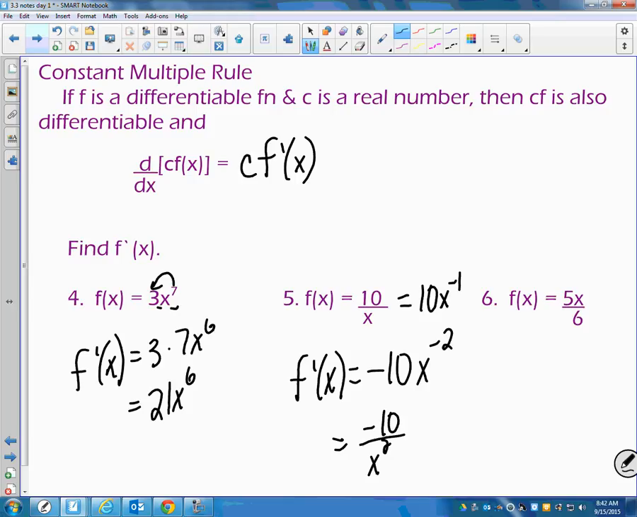What about this one? Do I need to move the 6 up? I tried to trick you on this. Yeah. Like that's just 5/6 x. The x can go on top or not.